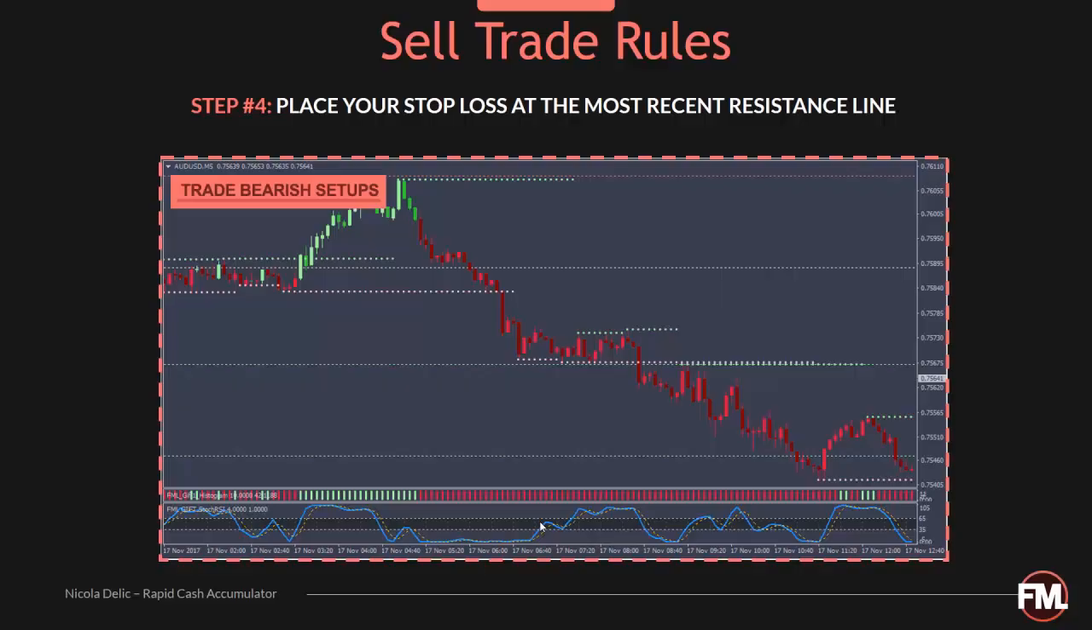So place your stop loss at the most recent resistance line. Better to say most recent high, but you don't need to worry about that. It's easier to use that resistance indicator. So this is our stop loss.